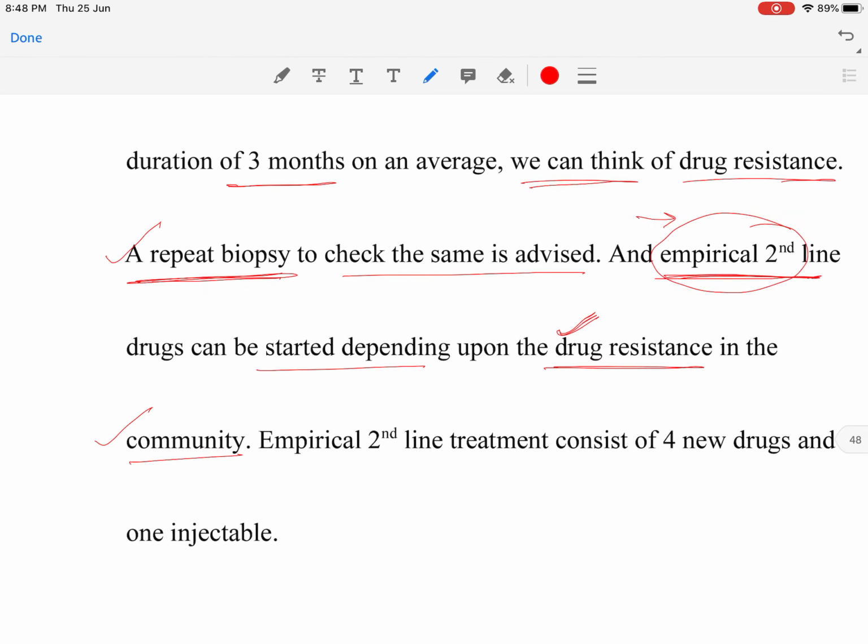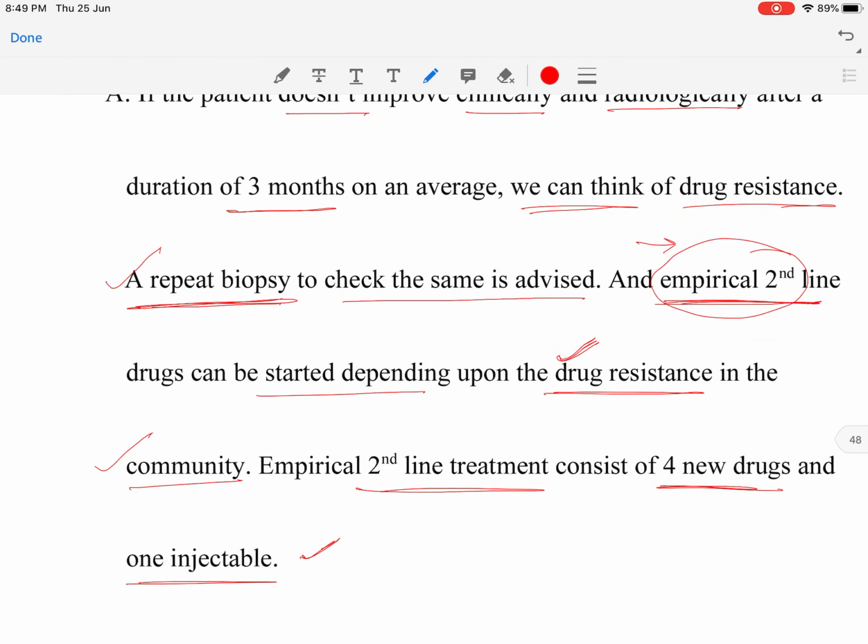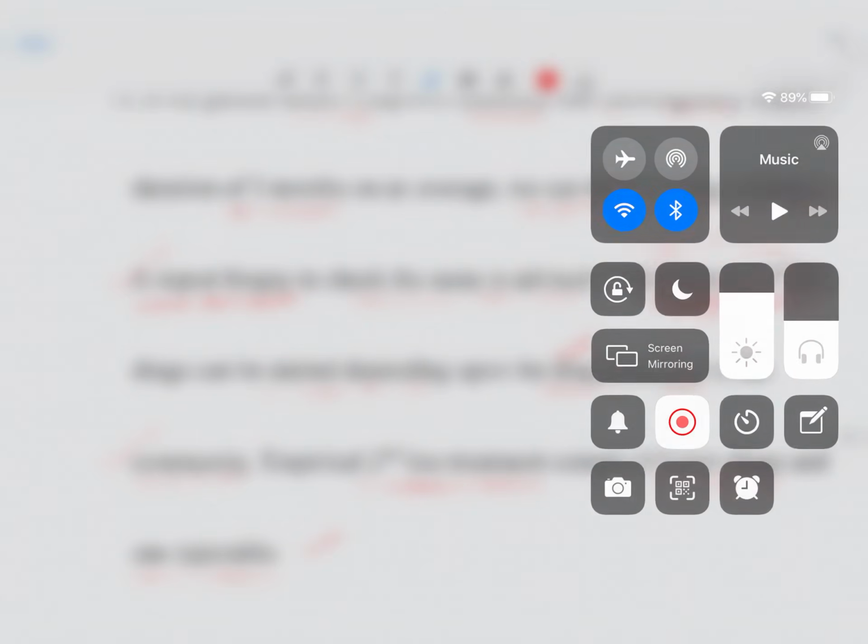For empirical treatment we have discussed, the second line regimen should consist of 4 new drugs, out of which 1 should be an injectable aminoglycoside. So that is all for the drug resistance part in TB.